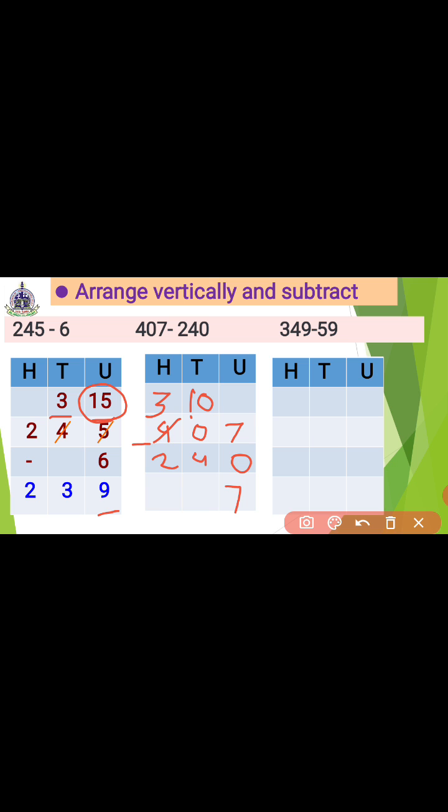So 10 minus 4 is equal to 6 and 3 minus 2 is equal to 1. So 407 minus 240 is equal to 167. The difference between these two numbers is 167. In this way you have to solve this problem. Okay, students?